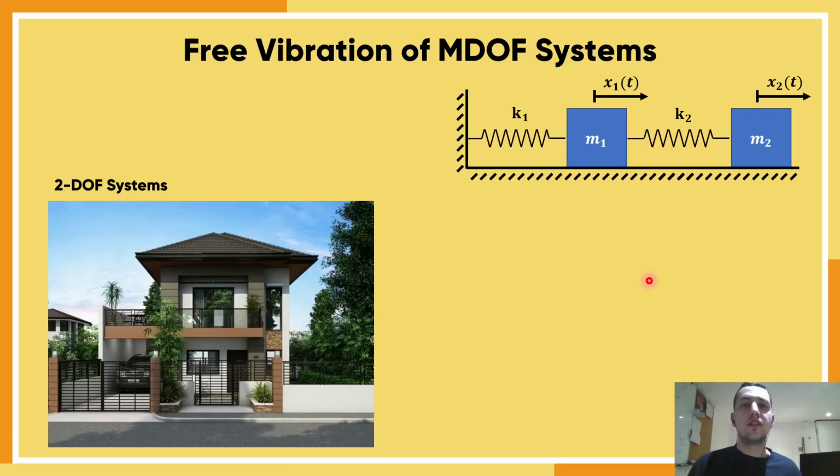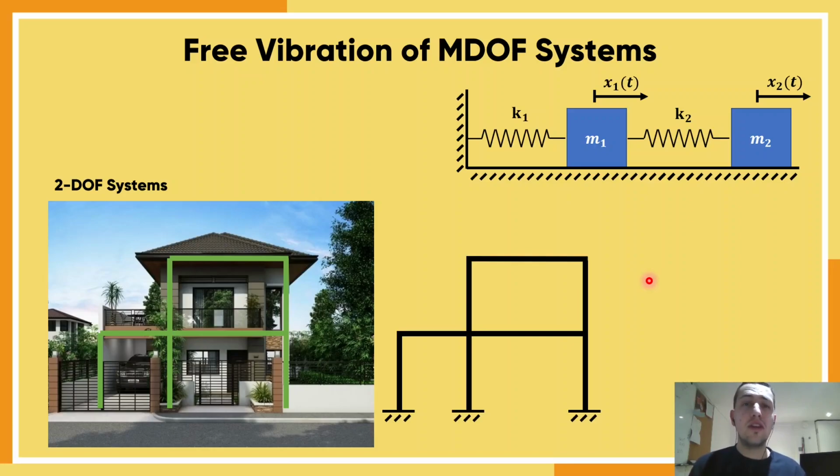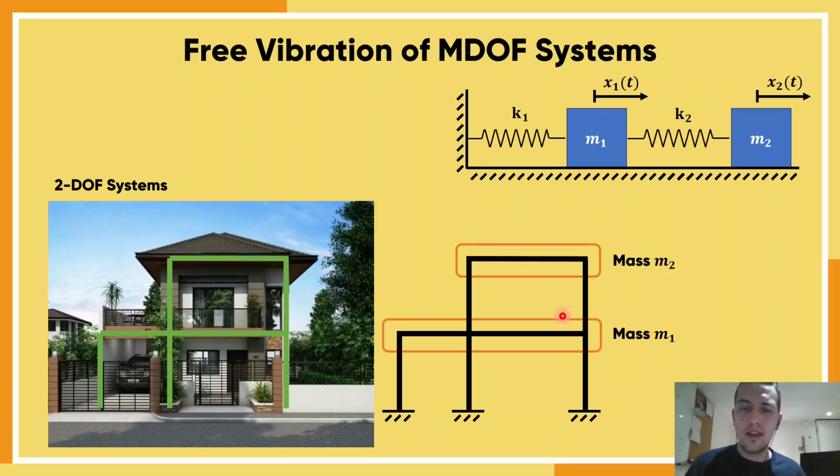Now, the first thing we need to understand is that this house is modeled by this frame. And the first assumption that we're going to make is to say that the mass is basically concentrated at the floor levels. If we consider that mass 1 is basically the mass of the first slab and mass 2 is basically the mass of the ceiling, we're not very far away from reality, and this is a very fair assumption to make.